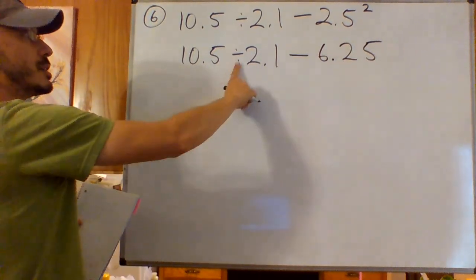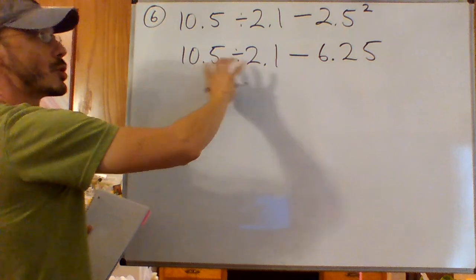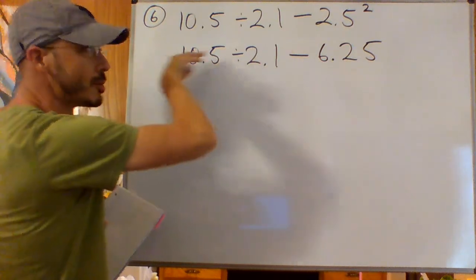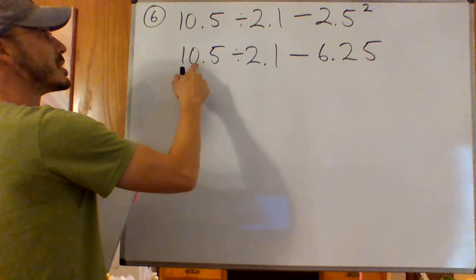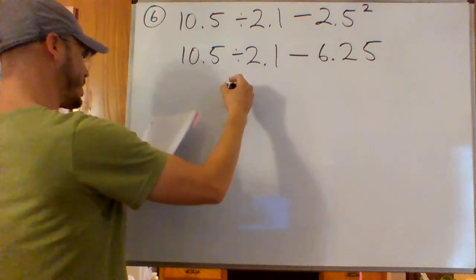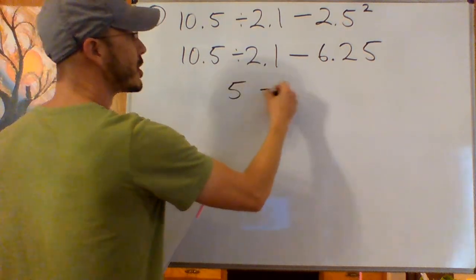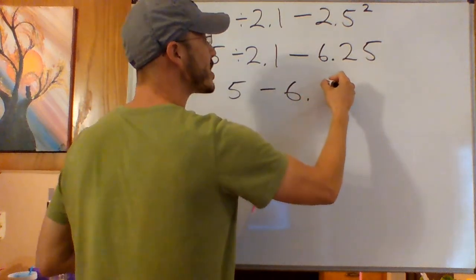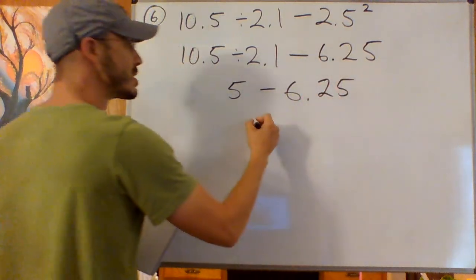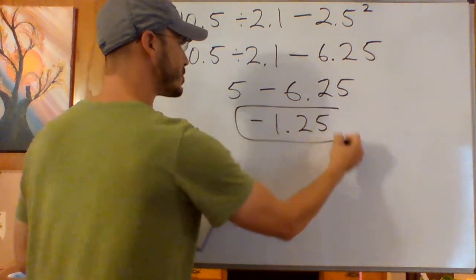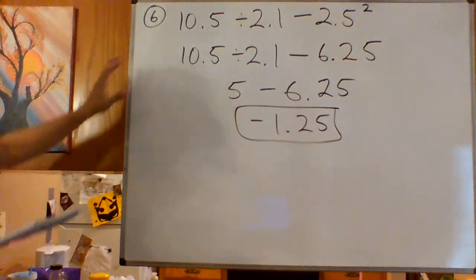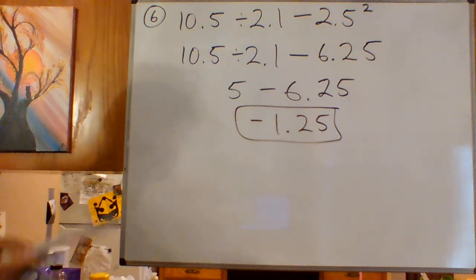The next thing I need to do is that division. There's no multiplication. We're doing division and multiplication left to right since we've done the exponents. 10.5 divided by 2.1 is 5, and then minus 6.25 is going to give me -1.25. So a calculator can be a big help in problems like this.